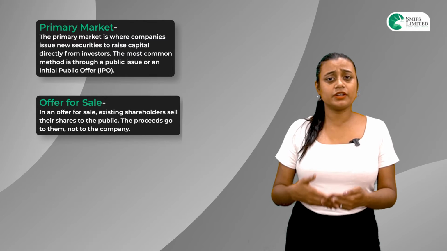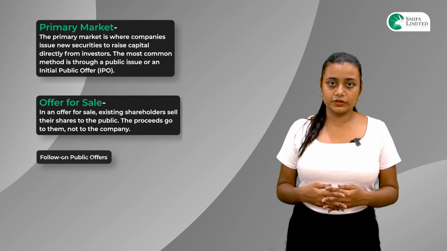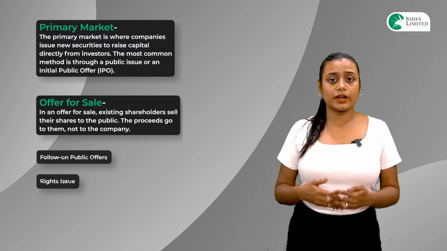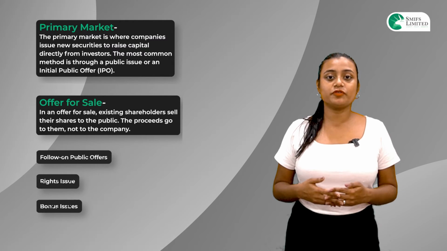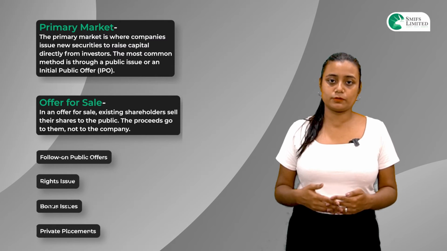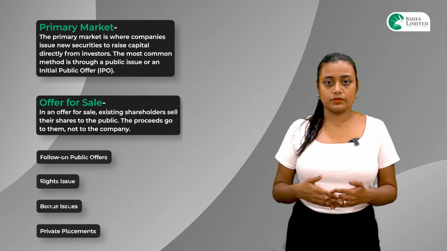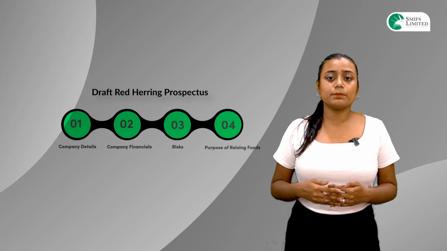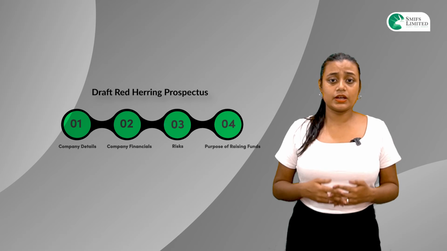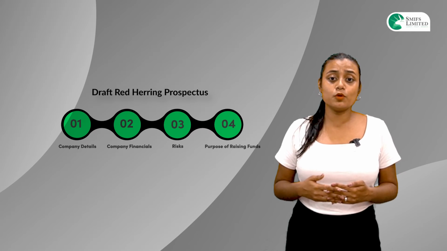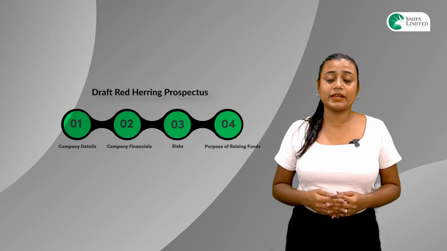Other issue types include follow-on public offers, rights issues for existing shareholders, bonus issues with free additional shares, and private placements made to select investors. Before making an issue, the company files a draft red herring prospectus with SEBI. The document outlines company details, financial risks, the purpose of raising funds, and more so that investors can make informed decisions.